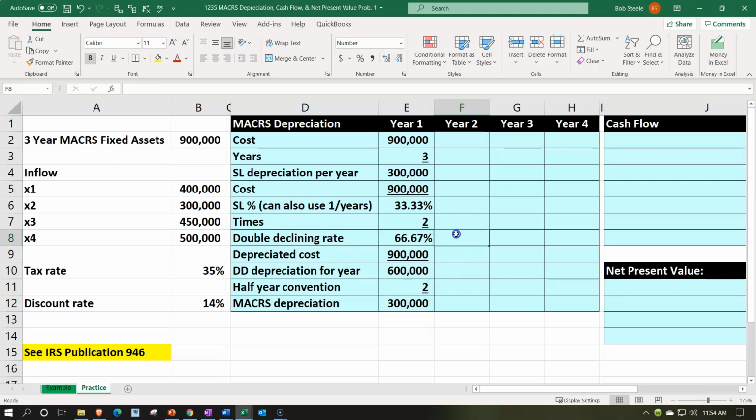So for example, if we move on to year 2, we're going to have the same double declining rate here. I'll just start down here now. Make this a rate, add some decimals.